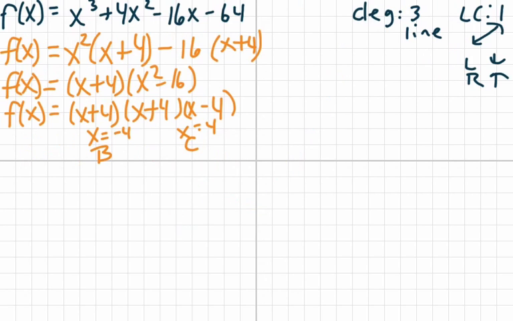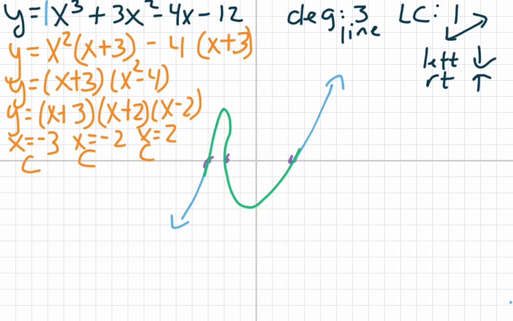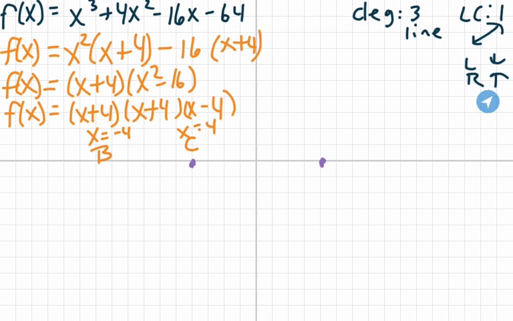Step number 3, plot the roots. So I'm going to use my purple here, and I've got a root over here at negative 4, and I have a root over here at positive 4. Step number 4, sketch the ends. Once you're done with the factoring, it actually goes really, really fast. So we go back to our end behavior here. The left points down, the right points up. I'm going to go ahead and put that in. Left points down, right points up.